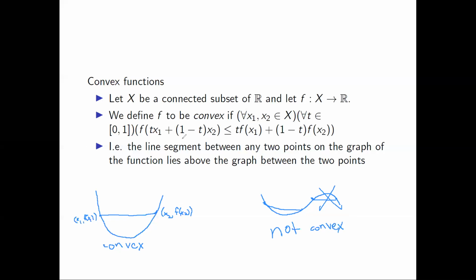In the definition of convexity that we see in the second bullet point, the first part of the inequality, the left side, as t ranges from 0 to 1, that left side goes from here along the graph of our function to here. So it just stays along the graph of our function.